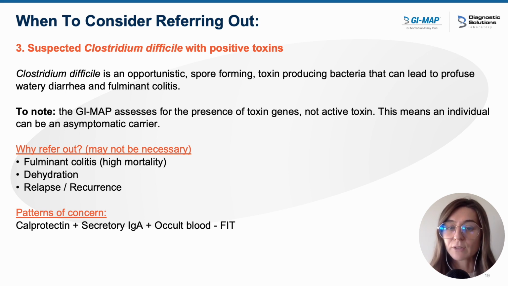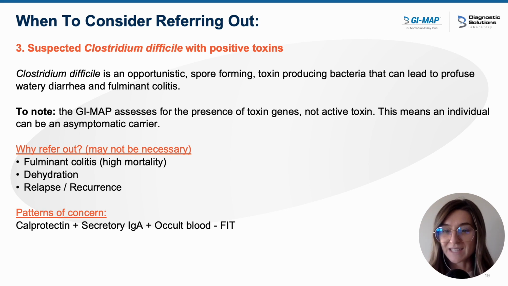There's also a high level of relapse and recurrence. So if you don't feel comfortable and confident in managing this, it might be a scenario where you would consider referring out. Some patterns of concern on testing are going to be seeing the C. diff toxin genes present and an individual having symptoms that correlate with having a C. diff infection. They were just on antibiotics, now they have acute watery diarrhea, passing a lot of mucus in the stool, foul-smelling stools. All of those would raise concern, in addition to having elevated levels of calprotectin.